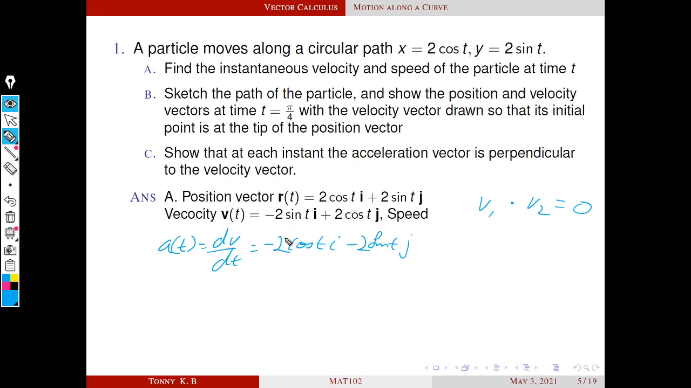To show that, we have to show that velocity dot acceleration is equal to 0. And how to compute the dot product? You simply take the product of i components plus product of j components. That is very trivial. So you can easily verify that their dot product is 0. Okay, so these two vectors are always perpendicular. Whatever be the time, acceleration and velocity are always perpendicular. Okay, that's it.